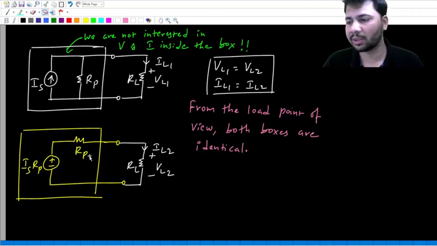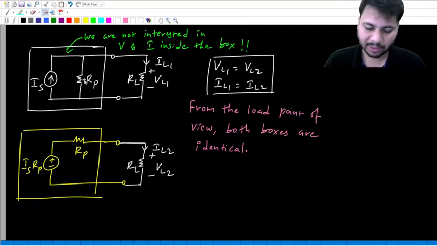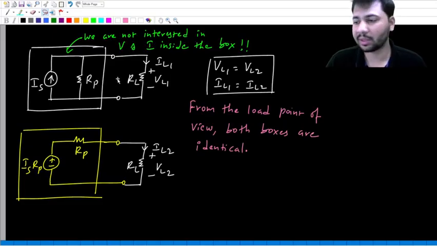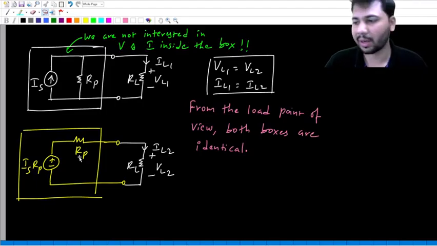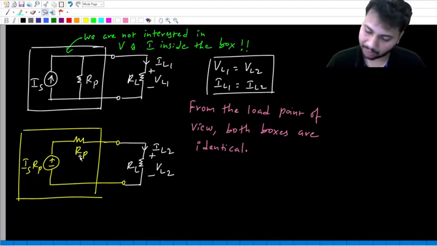And you can do this source transformation as long as you are not interested in voltage and currents inside this box. If you are only interested in voltage and currents outside the box, then you can always transform the box into another type of source like this. Okay.